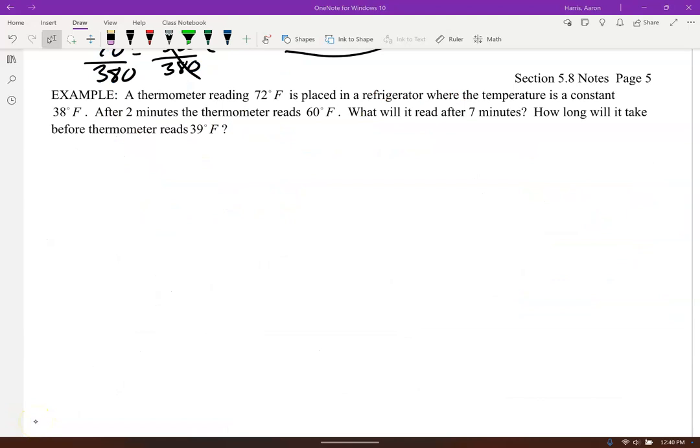All right, one more here. We've got a thermometer reading 72 degrees placed in a refrigerator where the temperature is a constant 38. Okay, so again, let's use our u of t. Let's start filling out what we have here. Capital T, that's the temperature of the surrounding medium. That's the initial temperature. k is our cooling constant, and t is time, okay?